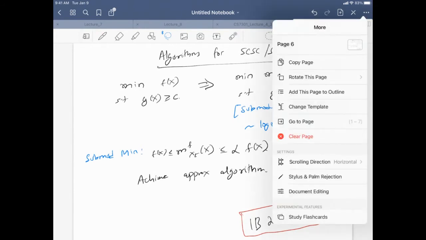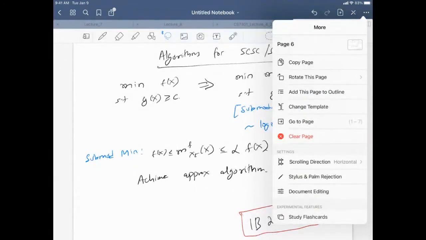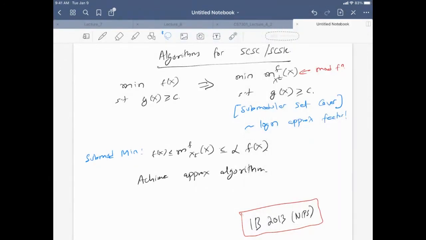Let me try to just save this one. How do I save this? Okay, maybe I'll figure that out later. Oh, I think it's here.